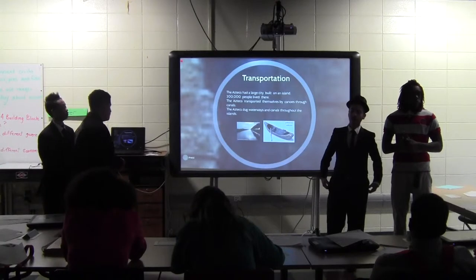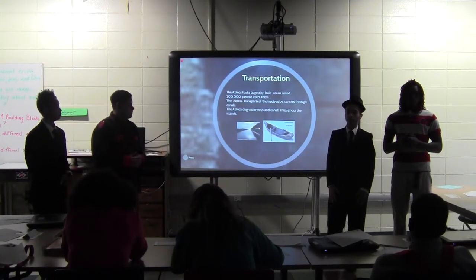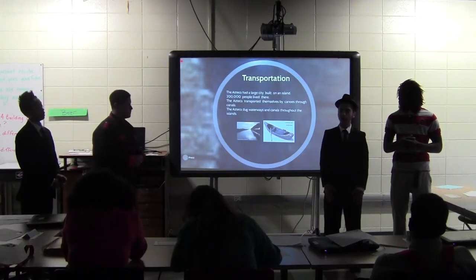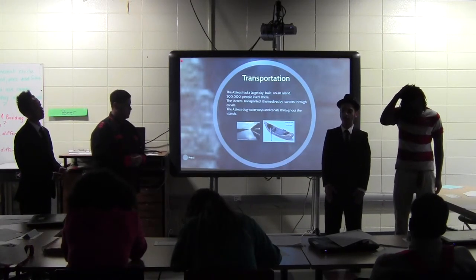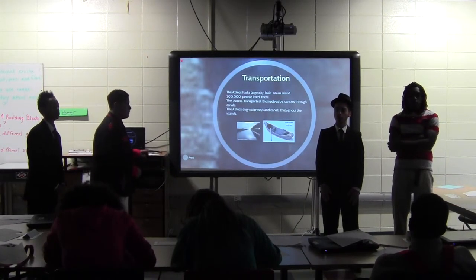Transportation. The Aztecs had a large city on an island. They had over 200,000 people living there. So they had no means of transportation, so they built waterways and canals. They built canoes from a simple hand tool to travel through the water.